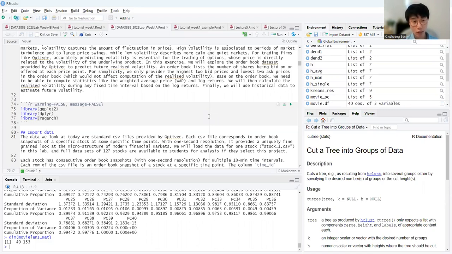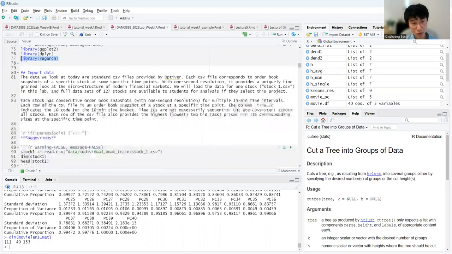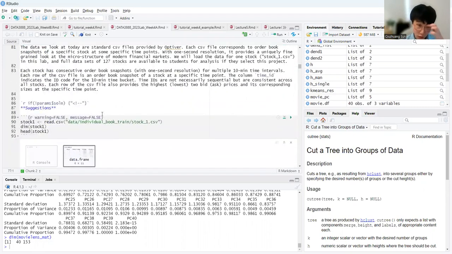So for this project, we need a special package called RUGarch, which enables us to perform time series analysis based on the ARMA-GARCH models, which is a relatively advanced time series model. So for the optimal project, we will have 127 stocks, but in this lab, we only need to analyze the data for one stock.